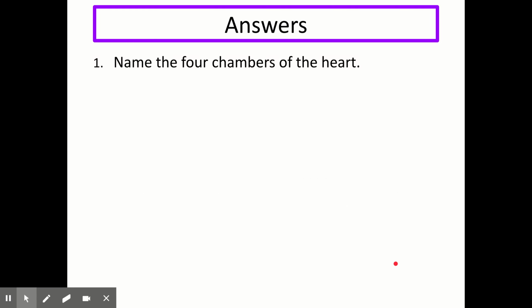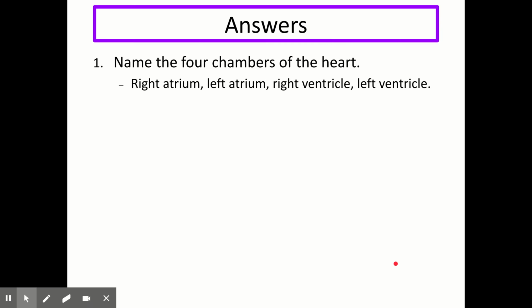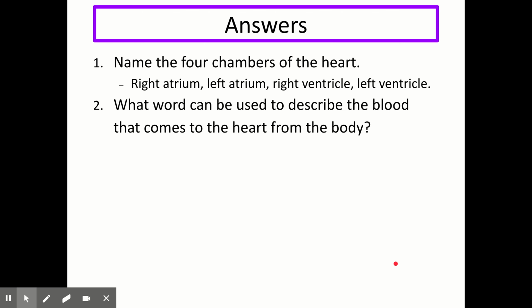Okay, so the first question asks you to name the 4 chambers of the heart. They are the right atrium, left atrium, right ventricle, and left ventricle. The second question asked what word can be used to describe the blood that comes to the heart from the body. So it comes to the heart from the body, so those cells would have used the oxygen that was in the blood for respiration, so that must be deoxygenated blood.